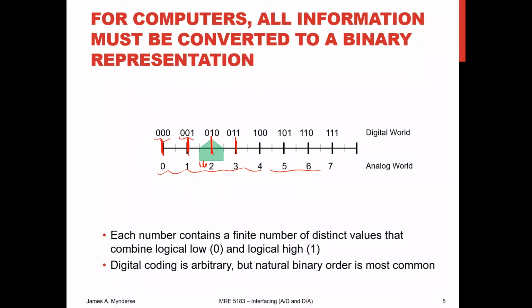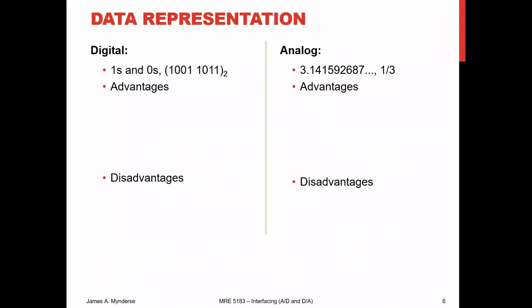So there are different coding styles. The one that we're going to see a lot is what we call natural binary counting. I'll show you some other examples. When we think about number representations, we've got our analog numbers, things like pi, and we've got our digital numbers, which is all ones and zeros.